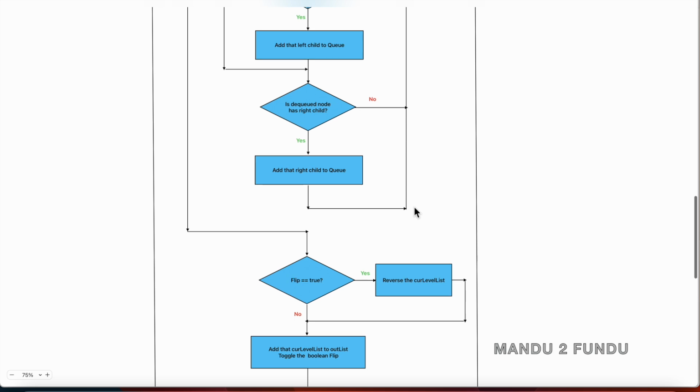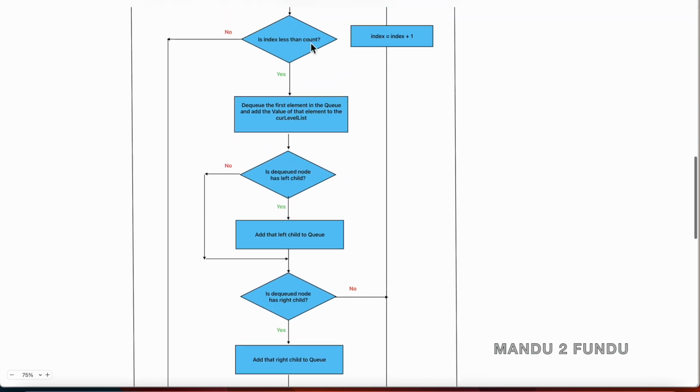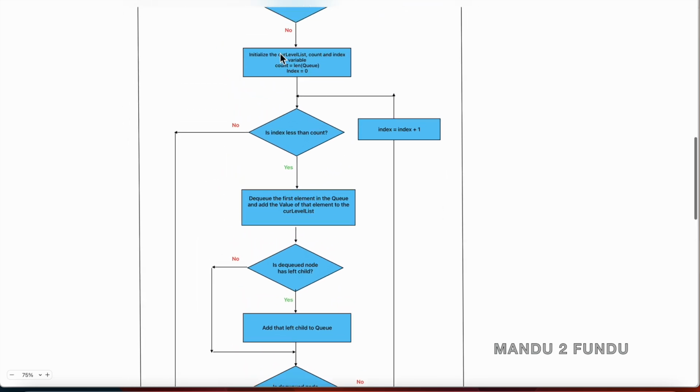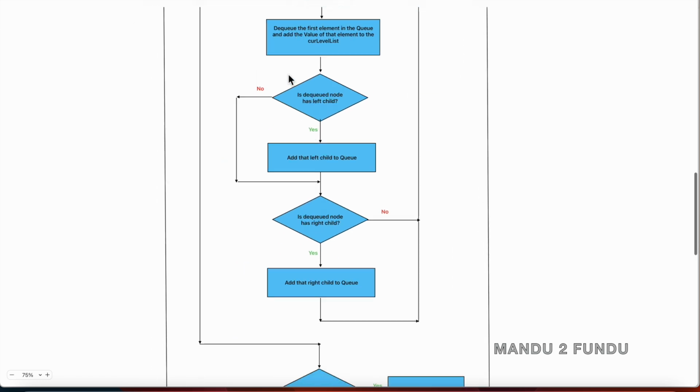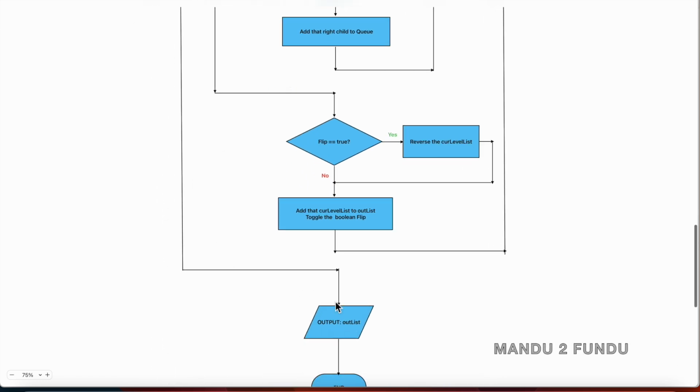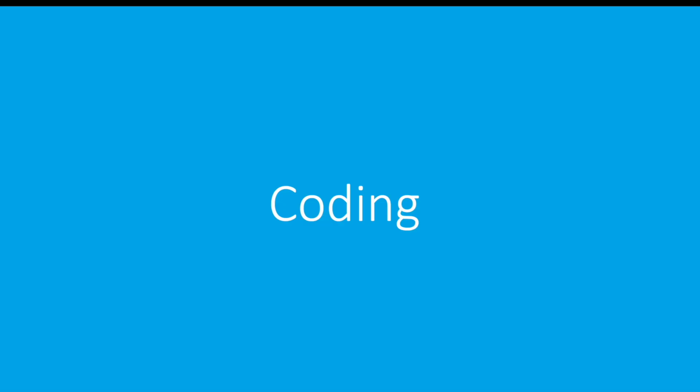Finally, once the queue is empty, that means we processed all the nodes in the tree. So we come out of the outer loop and then return the out list. Let's move on to coding.